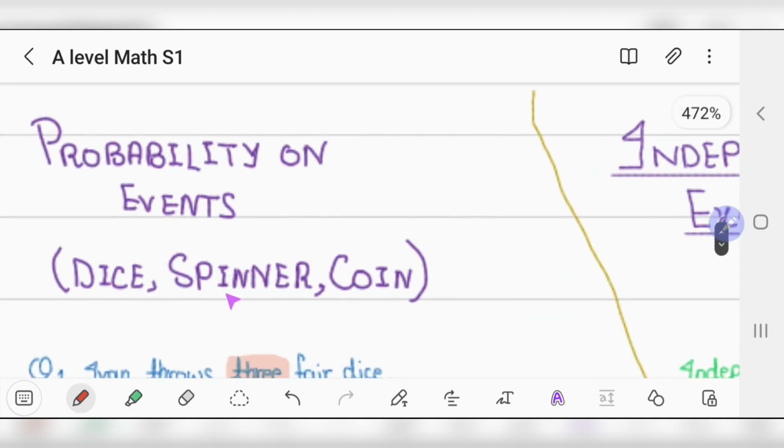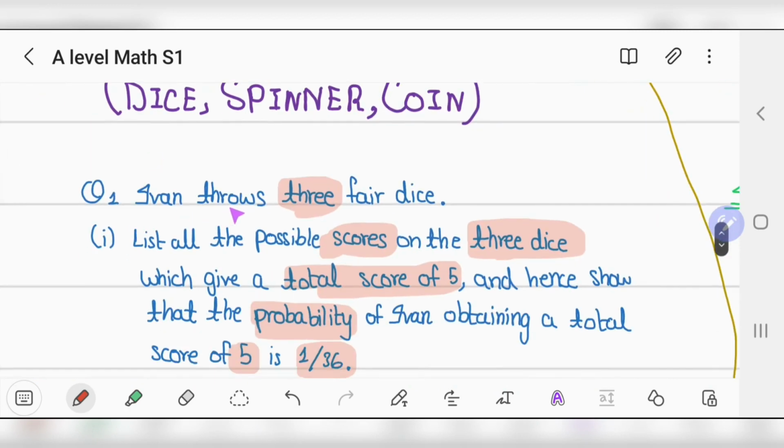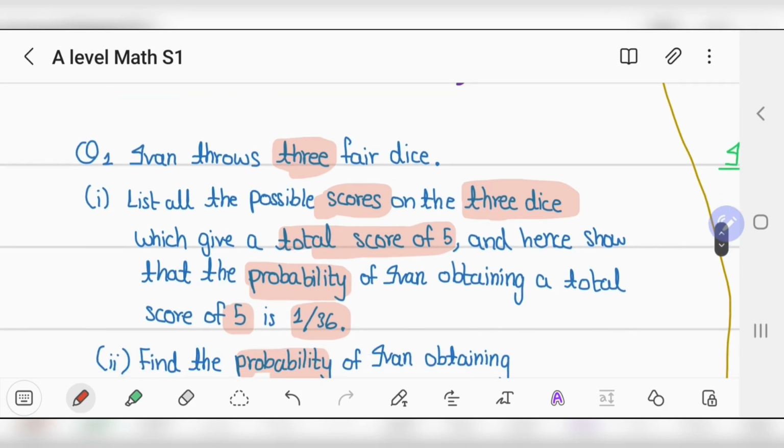Probability on events, discs, dice, spinner, and coin. Question 1. Evan throws 3 fair dice. List all the possible scores on the 3 dice which give a total score of 5, and hence show that the probability of Evan obtaining a total score of 5 is 1 upon 36.